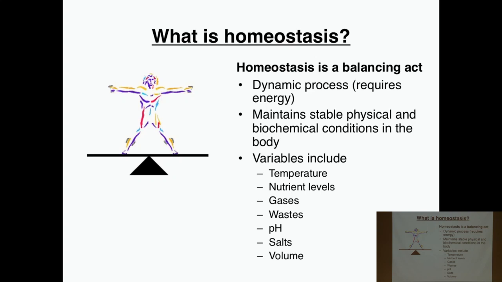So these are all of the things that we want to keep in balance in order to maintain optimum functioning. And so in order to do this, there are a number of different homeostatic systems, each of which is going to be responsible for maintaining the appropriate balance for one of these variables. And these homeostatic systems share common features.